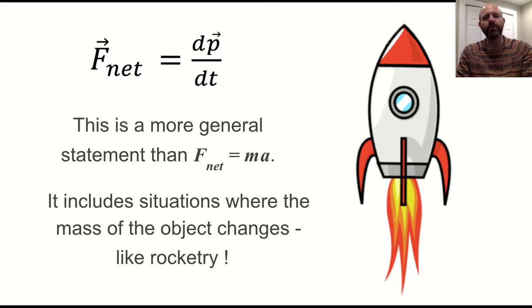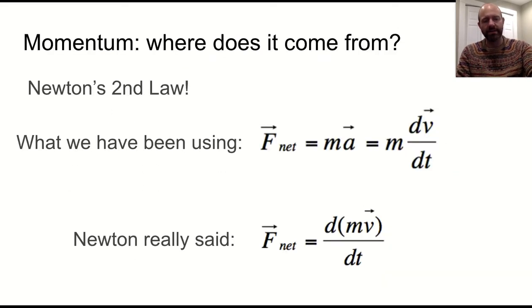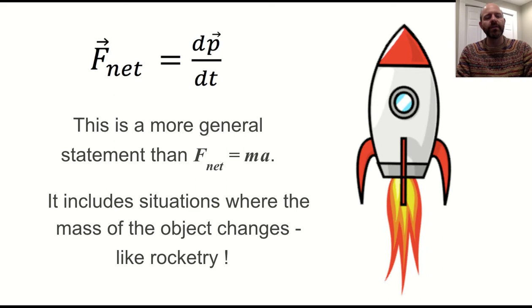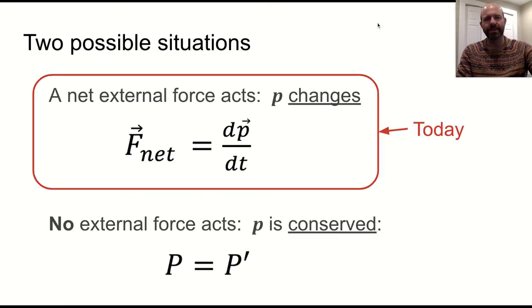This is a more general statement than F net equals ma, because we don't really need to know the acceleration per se. And this one can actually help us when mass is not constant. That's nice because if you think of a rocket being launched into space, the mass of the rocket changes as the fuel burns. So this allows us to solve that kind of problem as well. You're just this close to starting to look at rocket science, which is kind of nice.